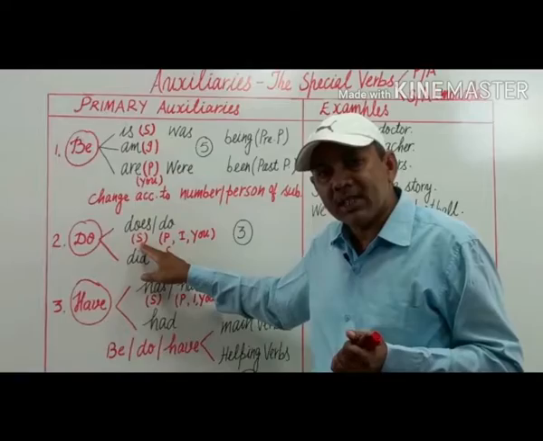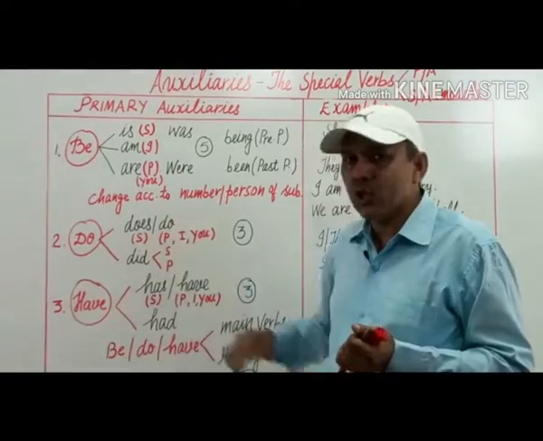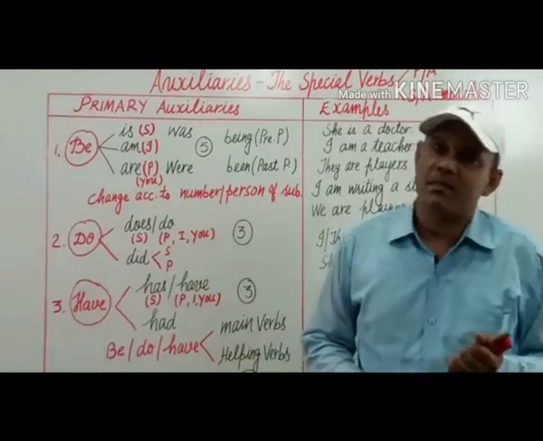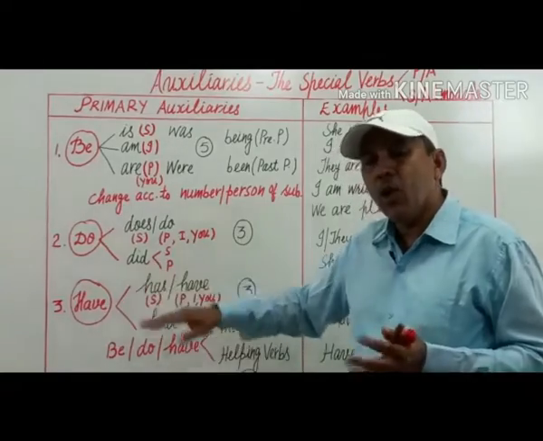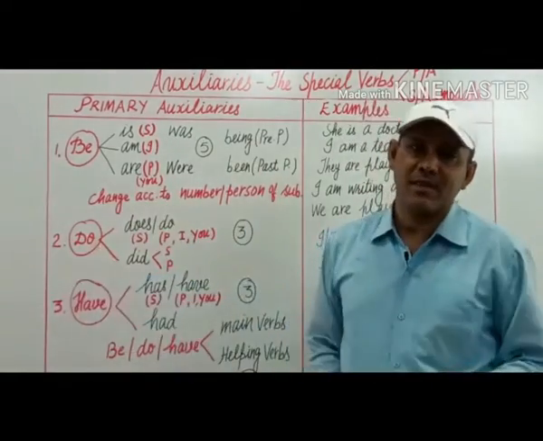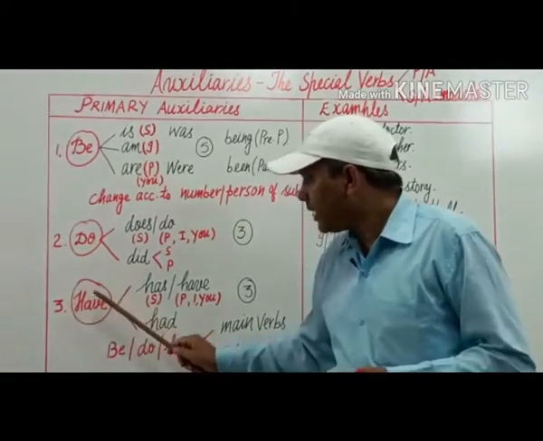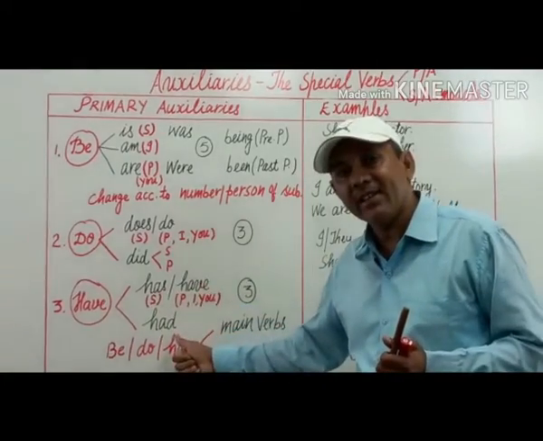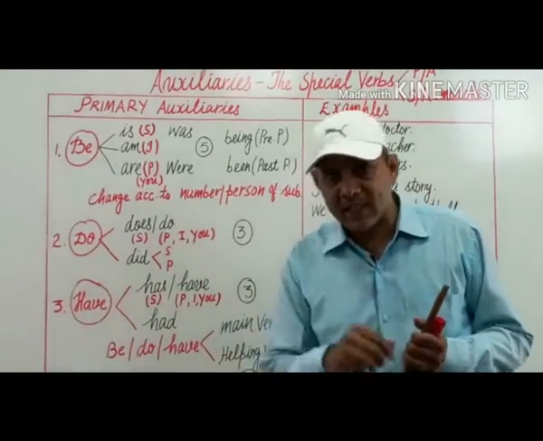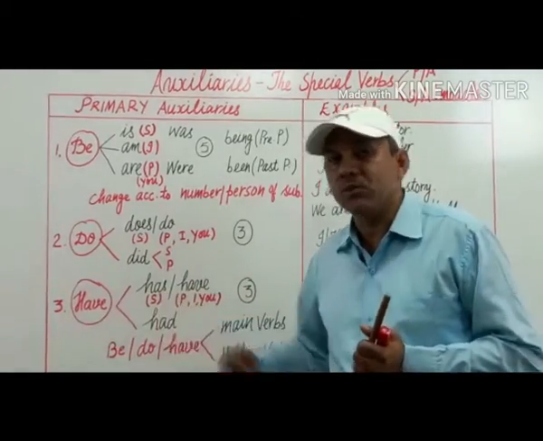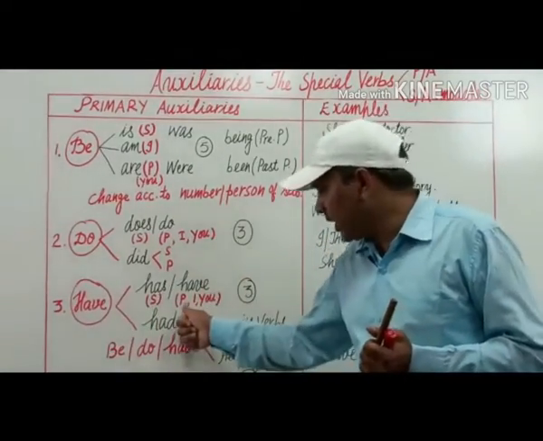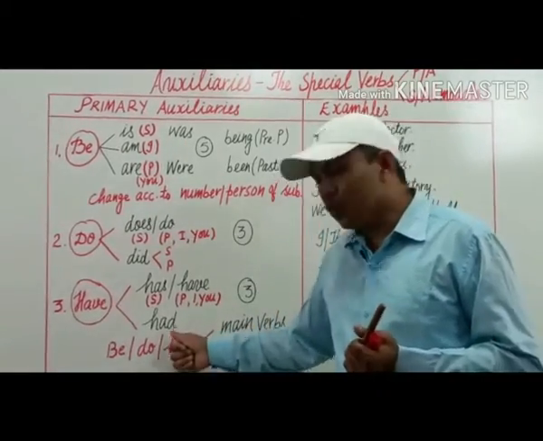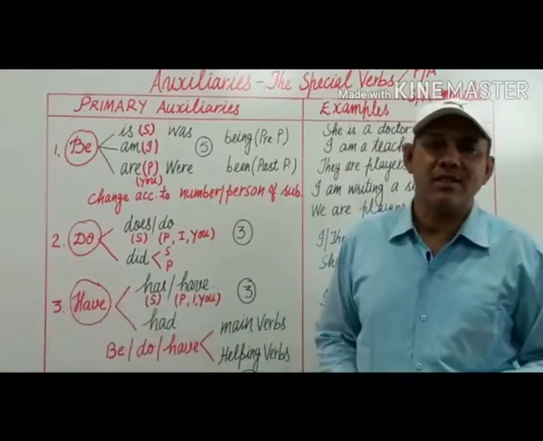Does is used with singular subjects, while do is used with all the plural subjects and I and you singular subjects. Did is used with all the singular and plural subjects. In case of have, it has three basic forms: has, have and had. Has is used with singular subjects except I and you, and have is used with plural subjects and singular I and you persons. Had is used with all singular and plurals.